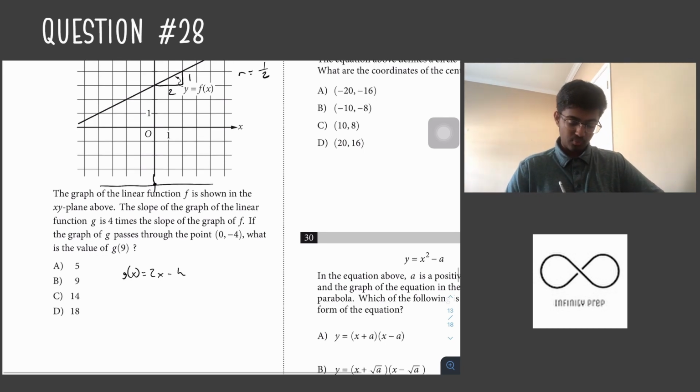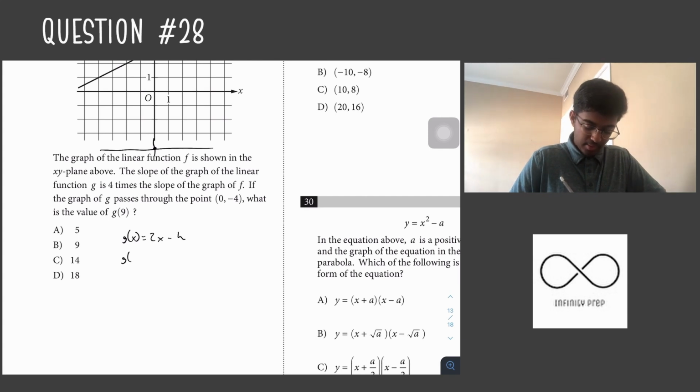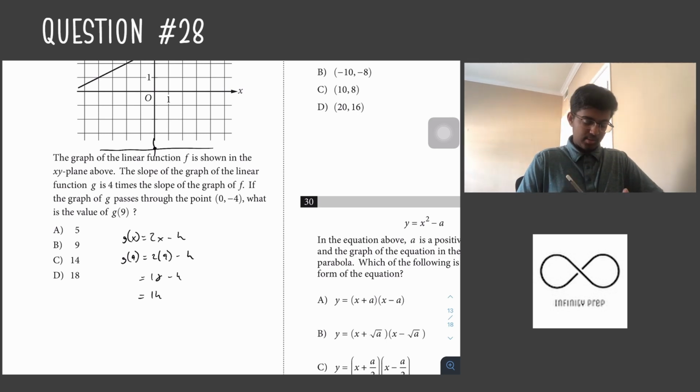And the question asks for what is the value of g of 9. So we have to plug in 9 for x. So 2 times 9 minus 4. 2 times 9 is 18, minus 4. 18 minus 4 is 14. The answer is C.